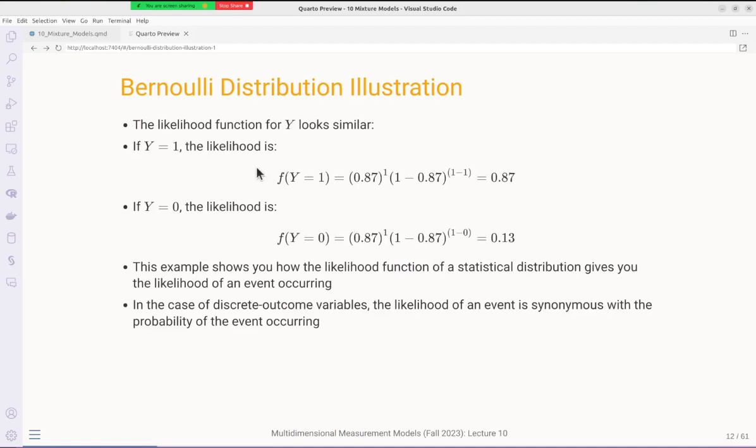Similarly, this is where the likelihood comes into play. That's just showing you the likelihood in action. Actually, this should be a 0 right there. In the case of discrete outcome variables, this likelihood is synonymous with the probability of the event occurring, right? So if Iowa were to win, the likelihood of them winning was 0.87. Well, that was what we had somehow known earlier.